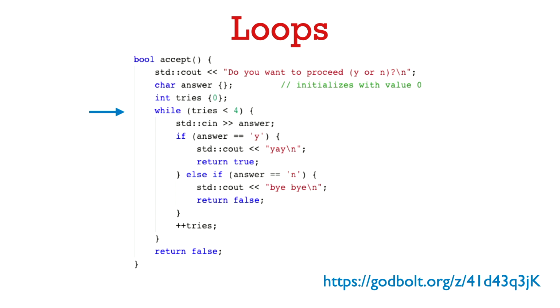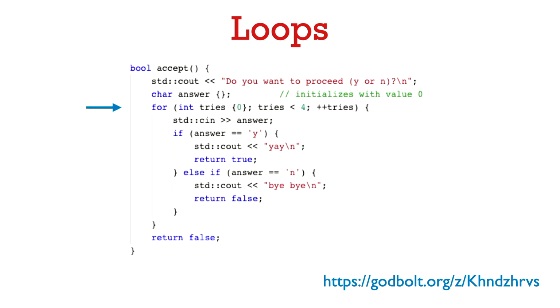Okay, now moving on to the while loop, we're going to execute that loop as long as tries is at most 4. Inside the loop, we have an else if statement here. We check if the answer is y. If it is, then we return true. Else we check if the answer is n. If it is, then we return false. Otherwise, we increment tries and go through the loop again. Finally, at the end of the program, if the user never entered y or n after 4 tries, then we just return false.